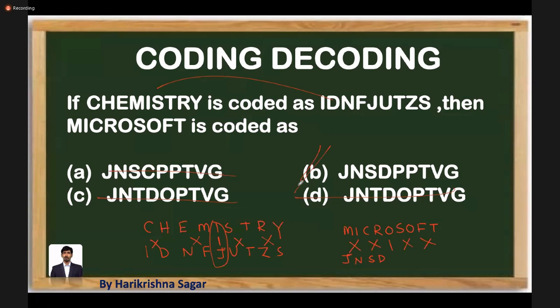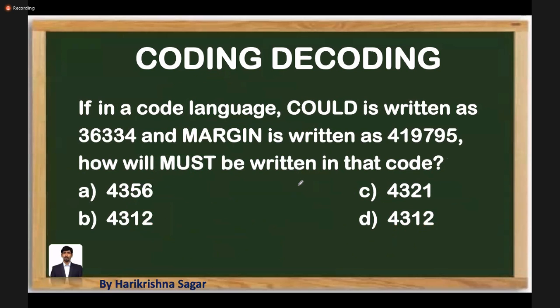Sometimes you can see the logic-based questions which are projected in numbers also. COULD is coded as this, MARGIN is coded as this, then how is the word MUST coded? If you observe COULD, there are 5 letters available. In the code also we are able to see 5 letters. C is the third alphabet, O is the 15th alphabet, but for the 15th alphabet they have taken 1 plus 5, 6. And U is the 21st alphabet, 1 plus 2 plus 1, 3. So for every alphabet they have taken the digital sum of it. That's the logic which is available.